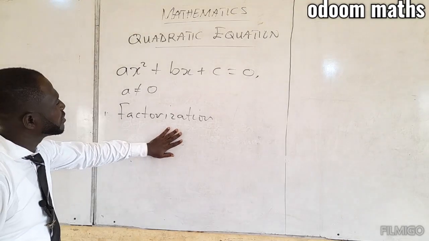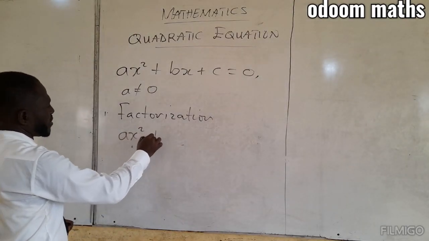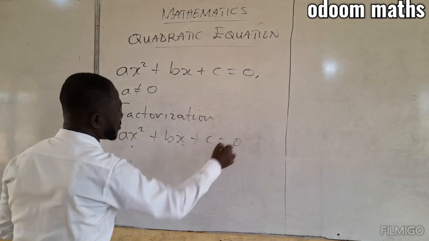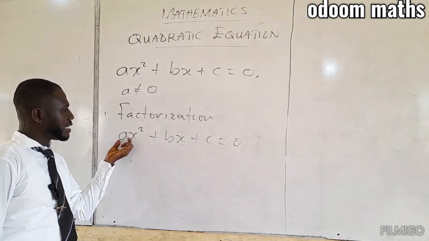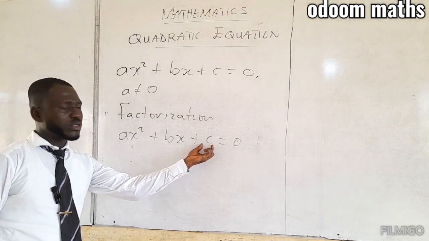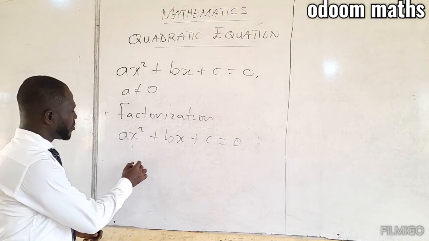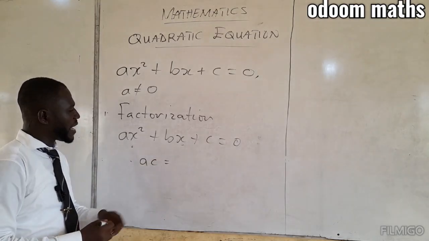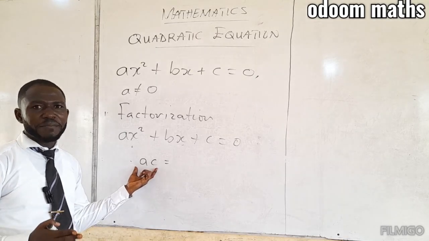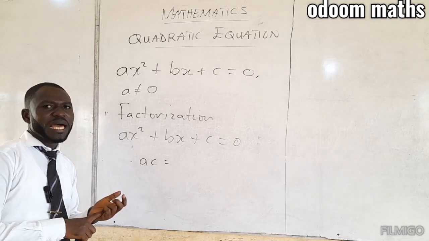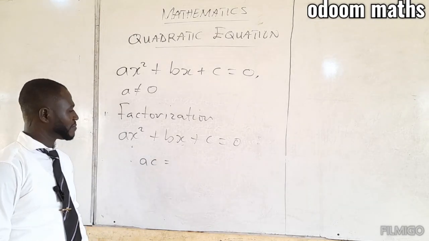So for the factorization, what we do is ax squared plus bx plus c equals 0. We take the coefficient of x squared, that is a, to multiply the c, the constant here. So in actual sense, you are going to get AC. Then you find the factors of AC. From the factors, you look for two numbers that when multiplied or subtracted will fit this b.